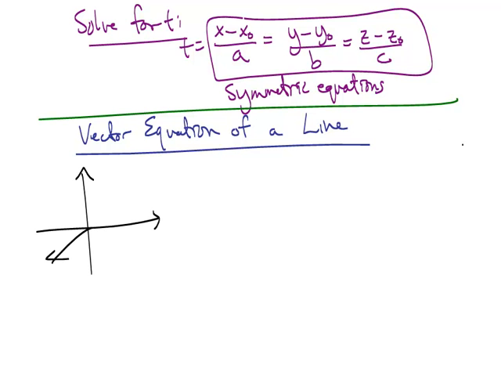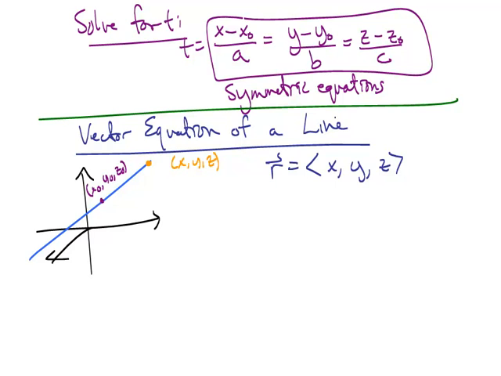So again, let's suppose I have some line running through R3, and let's suppose I have some point on there that I know is on my line. Call that x naught, y naught, z naught, and some other point here that I want to be on my line, x, y, z. What I'm going to do is form the vector r, and as a position vector, it's just going to be the vector x, y, z. In other words, it's the vector that starts at the origin and ends at the point x, y, z. And I basically then want to describe how I can form that vector.